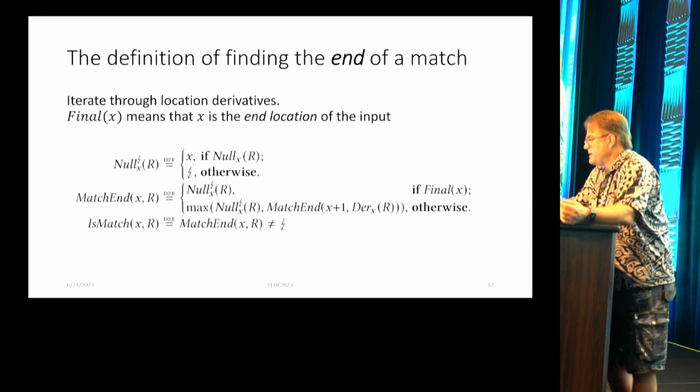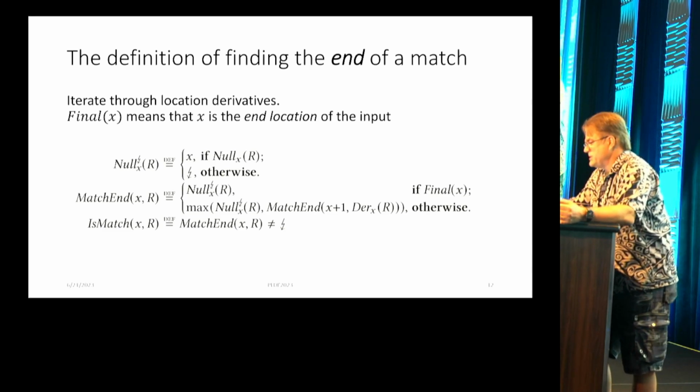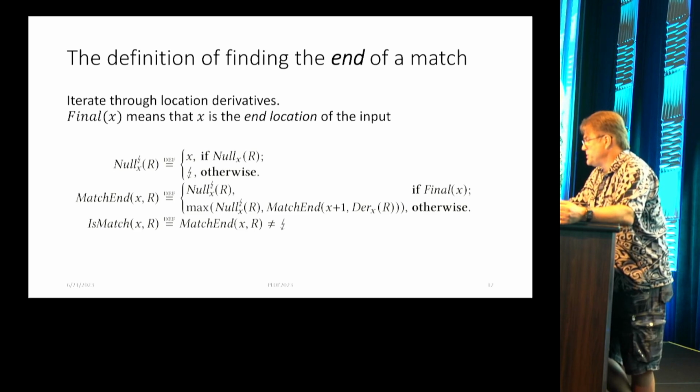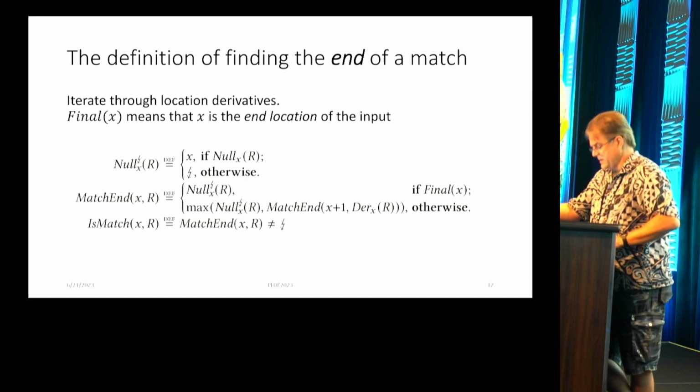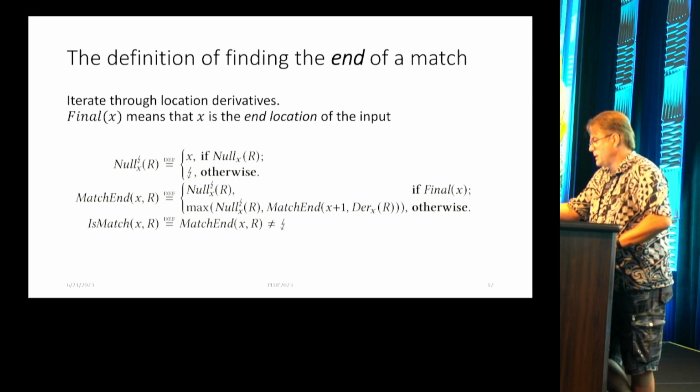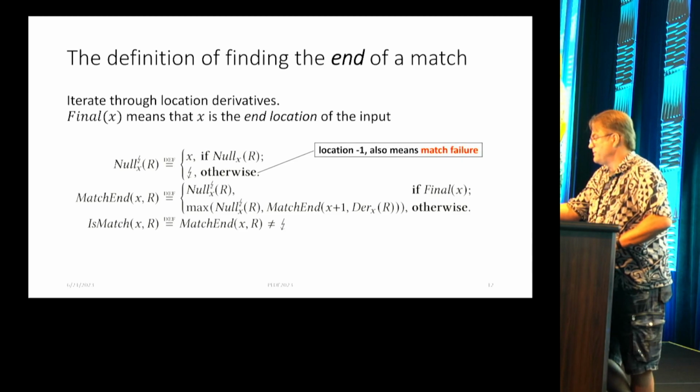The definition of finding an end of a match is essentially an iterative procedure. It's a tail recursive procedure that just walks and creates the derivatives on the fly and tries to find the point where it matches. This is essentially the implementation in a nutshell, of course, with many optimizations missing. Fail means match failure, and is match if there exists no match.